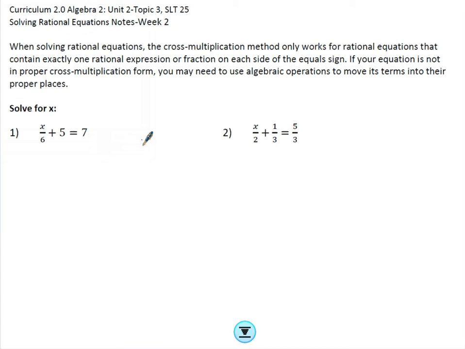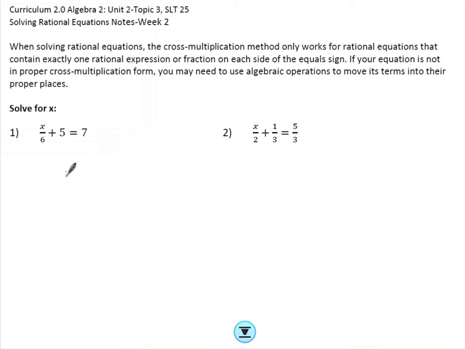So here we go. When solving rational equations, the cross multiplication method only works for rational equations that contain exactly one rational expression or fraction on each side of the equal sign. If your equation is not in proper cross multiplication form, you may need to use algebraic operations to move its terms to their proper places. So last week, everything that we did was already in that proper form, but this week it's not.